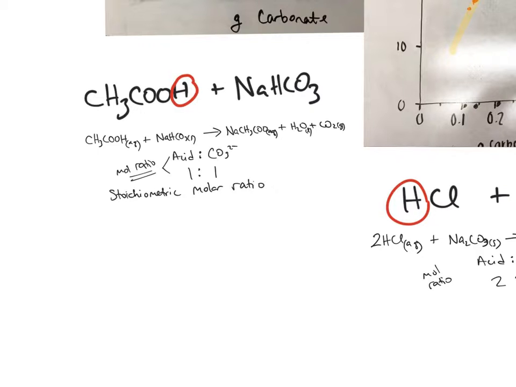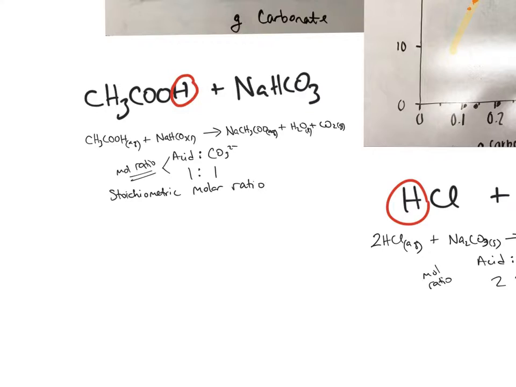It's like the recipe, right? If we want to make the sodium acetate, water, and CO2 using these reactants, we need 1 mole of each to get moles of the other ones. It's our recipe. Just like if you're making a sandwich or a cake or whatever, the recipe tells you the perfect amounts that you need to add to get the desired outcome. That's what our balanced equation tells us. It tells us those perfect amounts, those stoichiometric ratios.